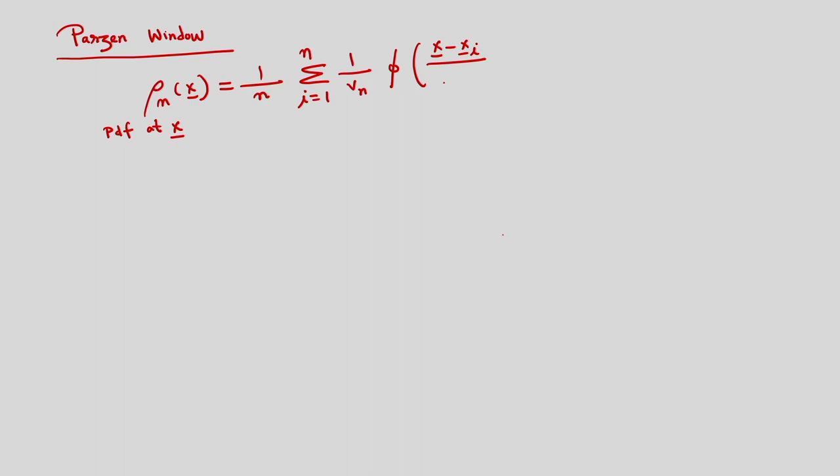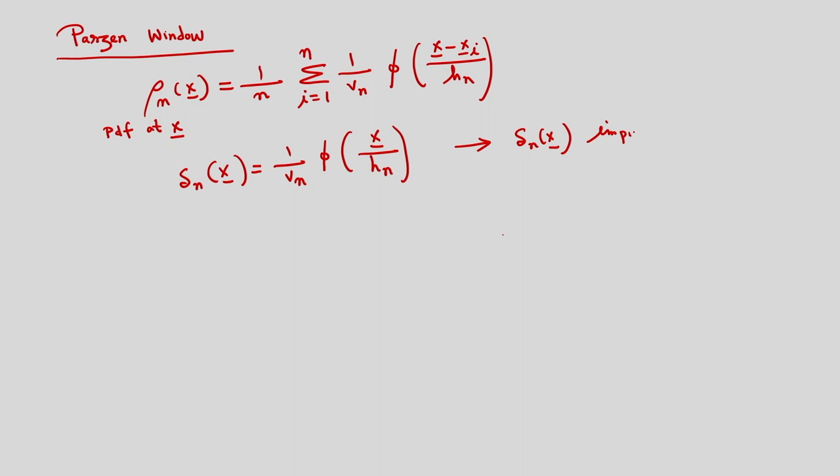So, in my last class I discussed about this and we considered the delta function. The delta function is delta n(x), that is equal to 1 by Vn phi (x by hn). So, we considered a delta function, that is this delta n(x), actually the meaning is the impulse at the point x. So, based on this condition, we can express the density. The density is equal to 1 by n summation i is equal to 1 to n delta n(x minus xi). So, this is the formula for the density, the estimated nth density.